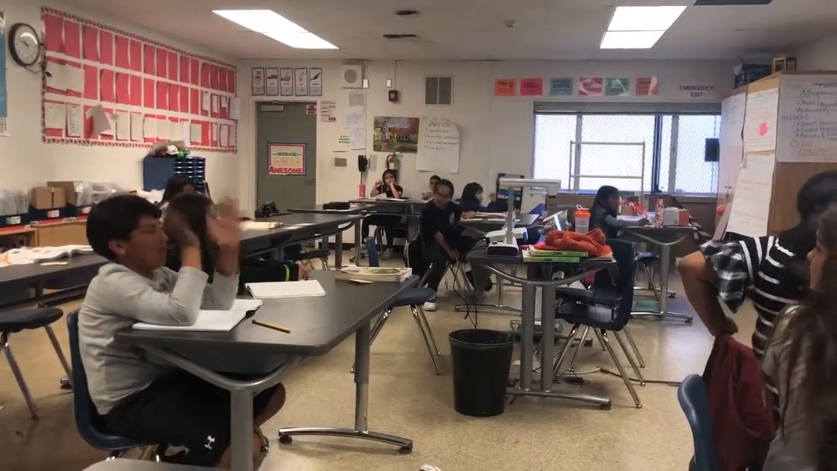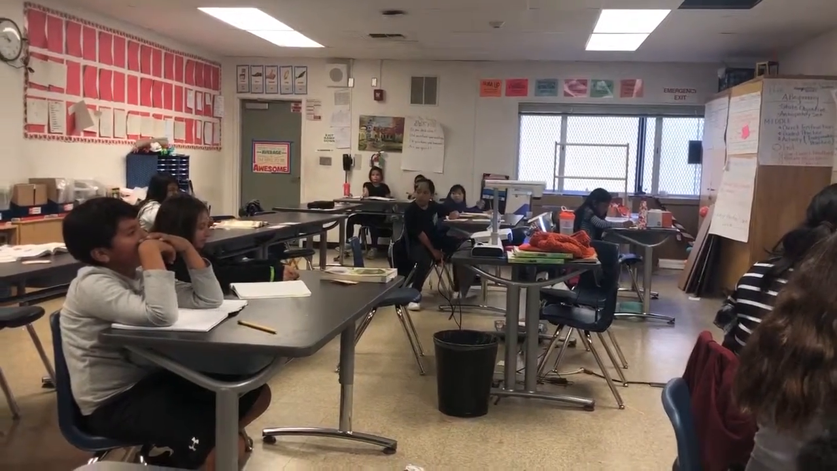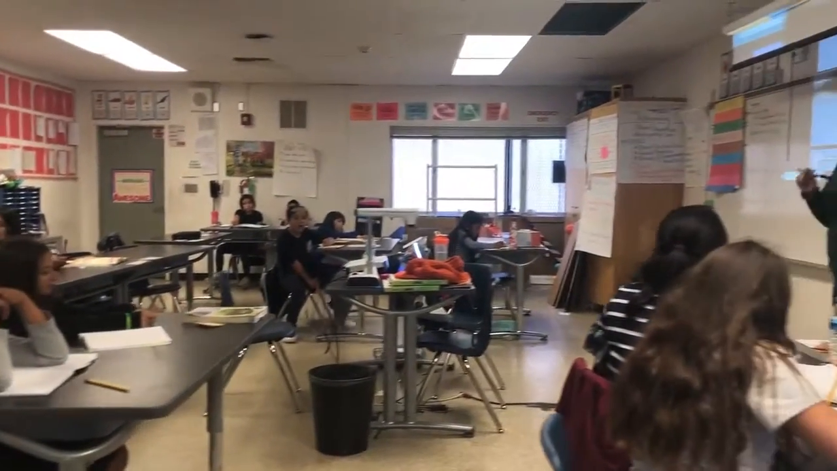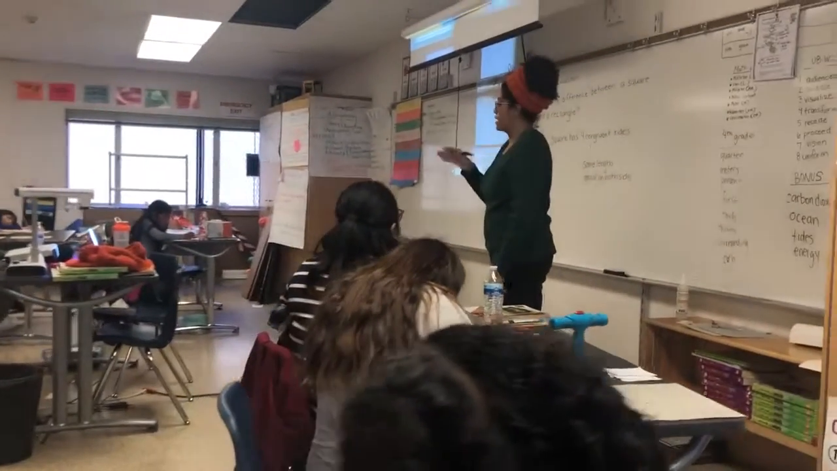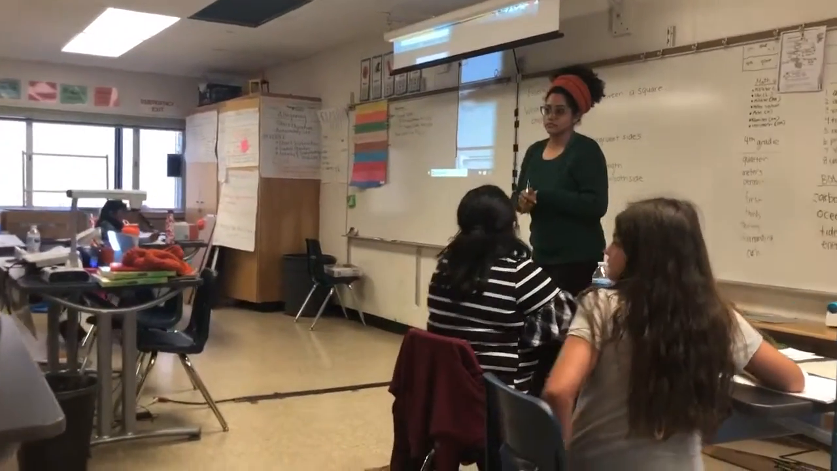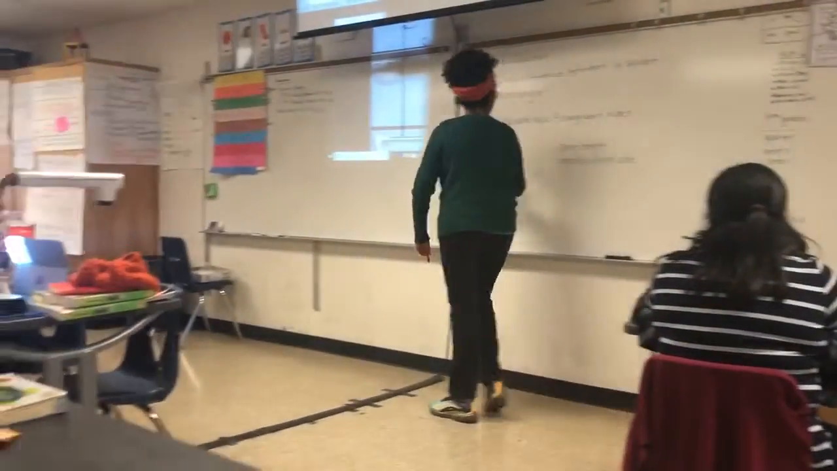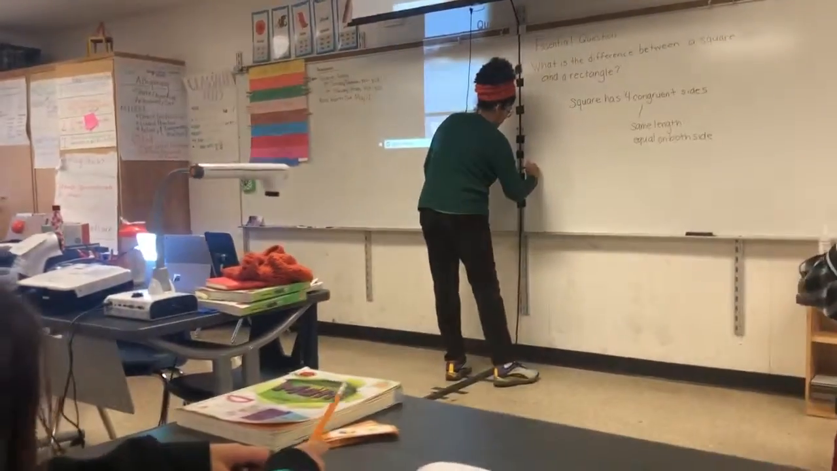So, does a rectangle have congruent sides? Yes. How many? 4. No, a rectangle has 2 and 2. 2 pairs of congruent sides. So, rectangle.